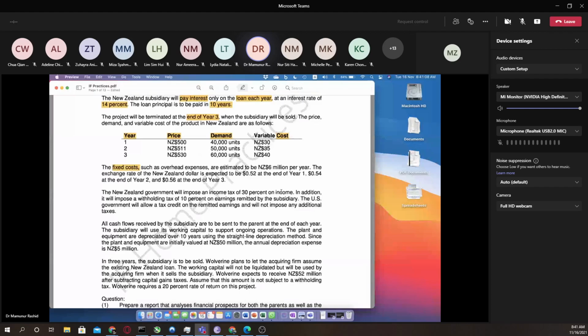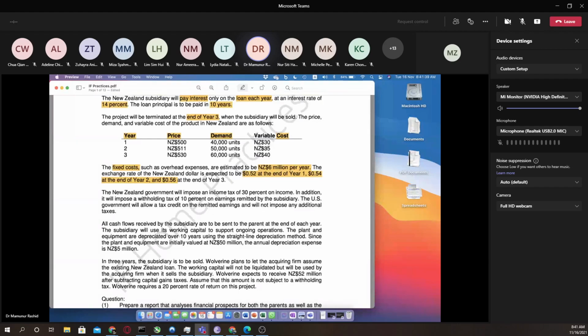The exchange rate of the New Zealand dollar is expected to be 0.52 at the end of year 1, 0.54 at the end of year 2, and 0.56 at the end of year 3. So they have already given you the exchange rate. You don't need to calculate it. Remember in the previous exercise, we calculated the exchange rate. Here you don't need to. They have already forecasted the exchange rate for you.